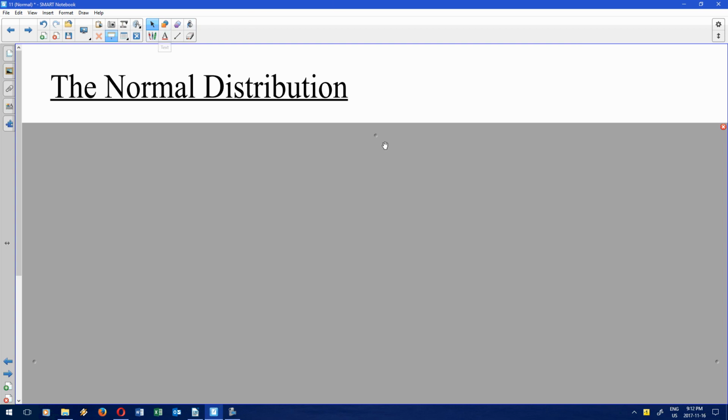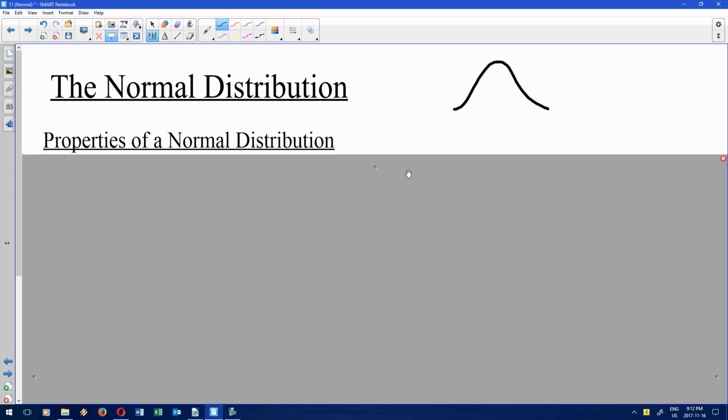in statistics. So as you know, the normal distribution has kind of that bell-shaped curve, so it looks something like this. Okay. So we're just going to list out some properties.